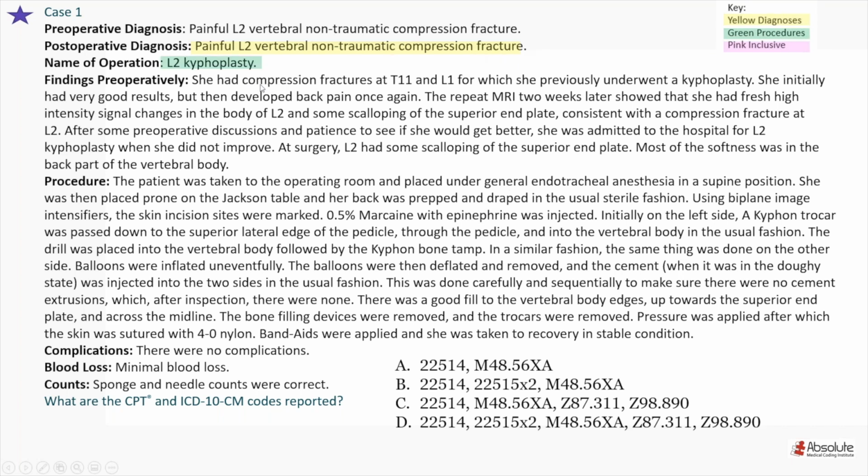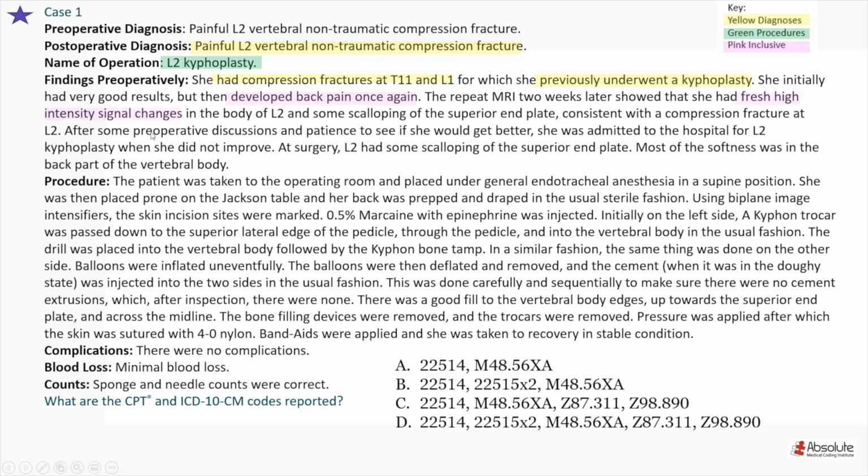That's our diagnosis. Also, our procedure, L2 kyphoplasty. Findings: she had compression fractures at T11 and L1, for which she previously underwent a kyphoplasty. She developed back pain once again. See, it's pink, back pain. Back pain is integral to symptom of these non-traumatic compression fractures. So it's pink. Just wanted to tell you that.